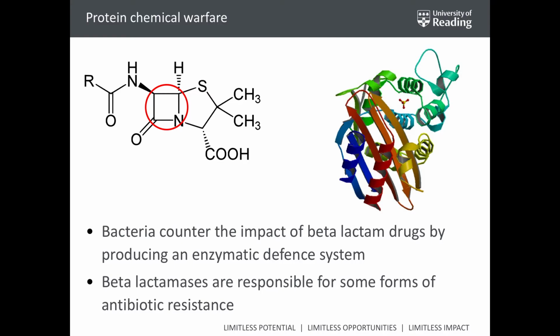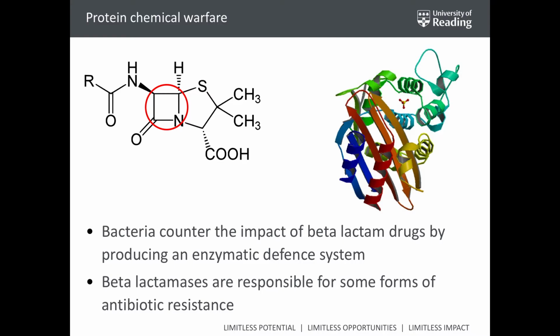So when you hear news about methicillin-resistant Staphylococcus aureus, what's driving that is the expression of an enzyme. It's being driven by the expression of a beta-lactamase, which is able to bind to that chemical structure and prevent it from targeting the DD transpeptidases. So in a way, the bacteria are carrying out a sort of enzymatic chemical warfare.